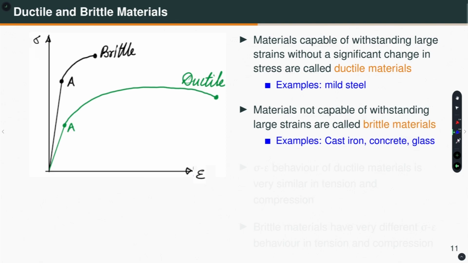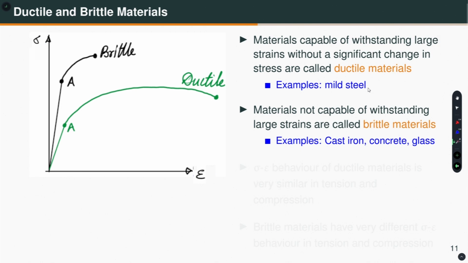Okay. So, now let us talk about ductile versus brittle materials. So, if we plot the sigma versus epsilon response for ductile and brittle material and compare them. What is a ductile material? A material that is capable of withstanding large strain without any significant change in the stress is called a ductile material. Okay. For example, mild steel is a ductile material. On the other hand, brittle materials are not capable of withstanding large strains.